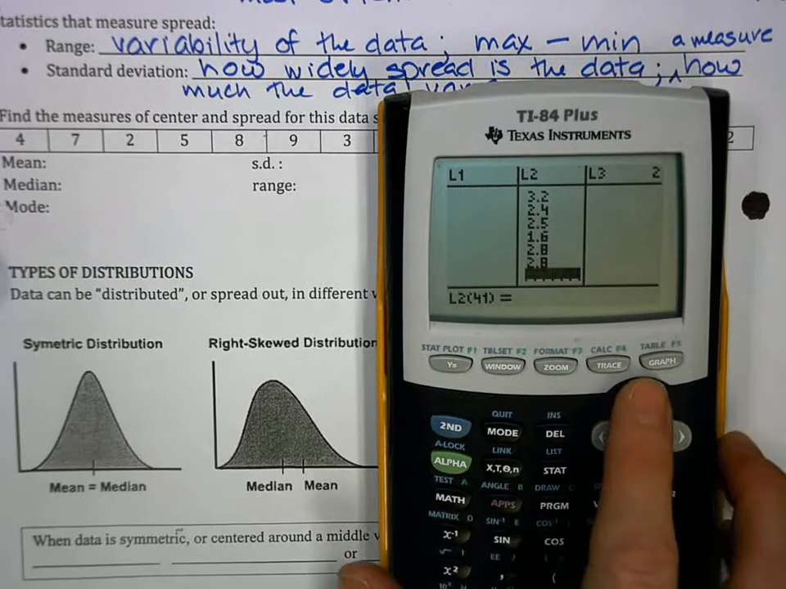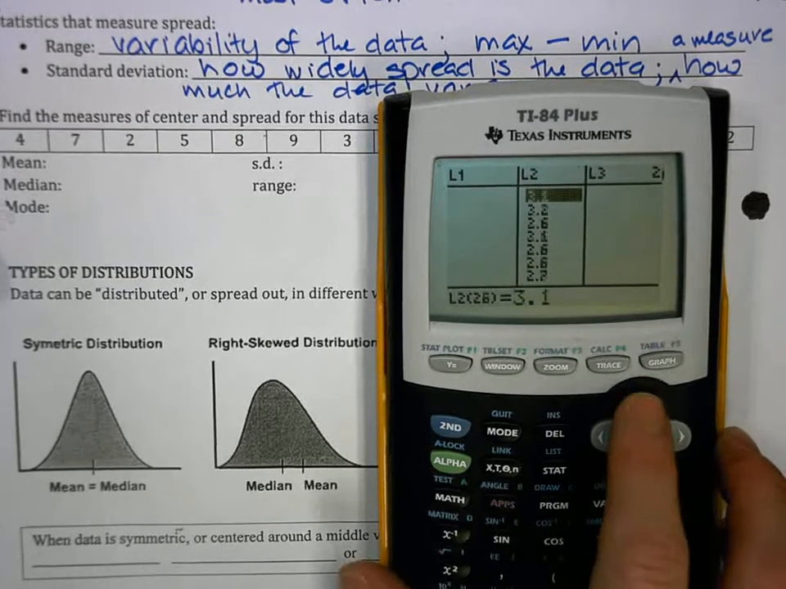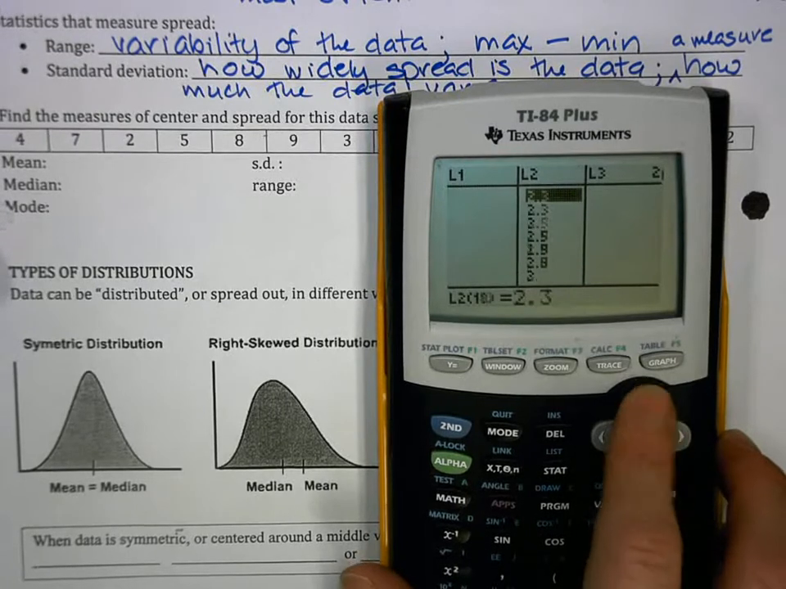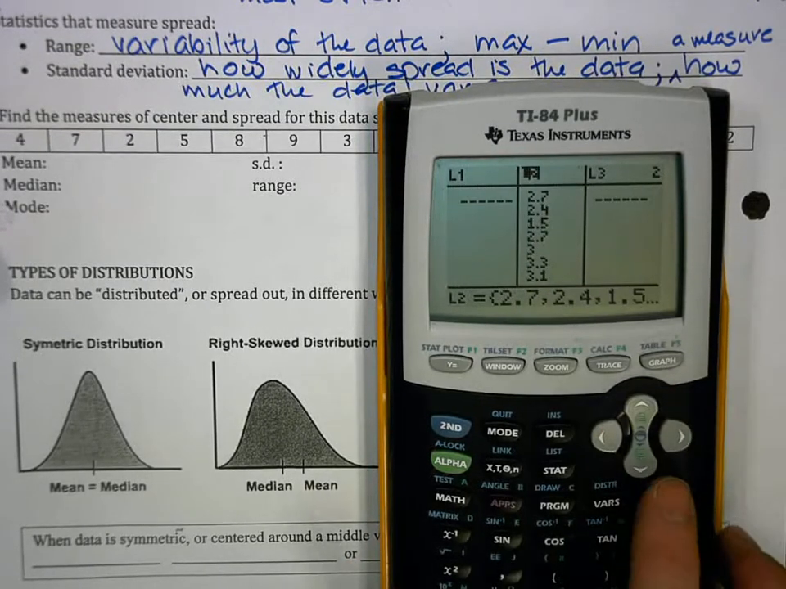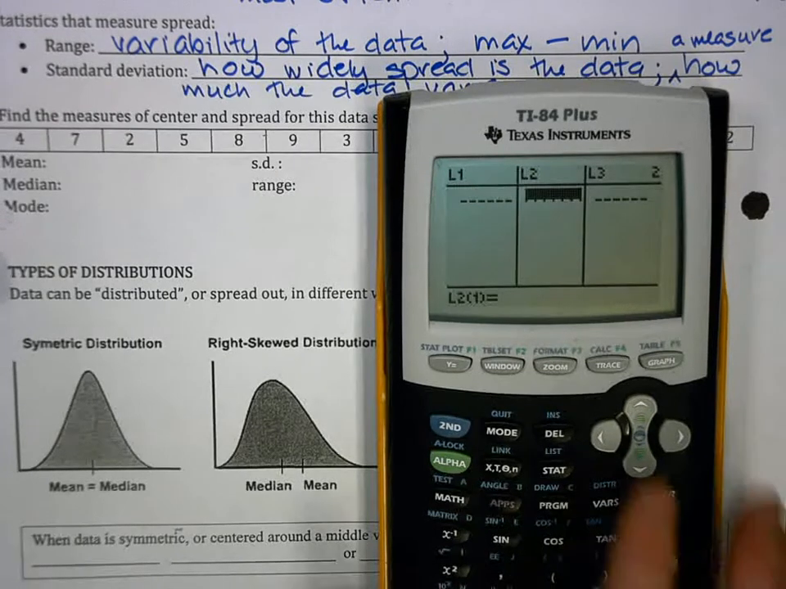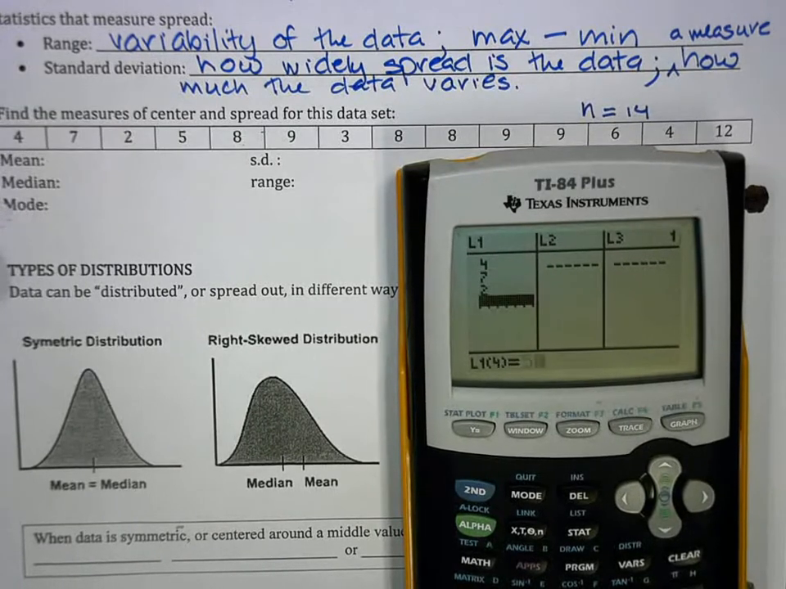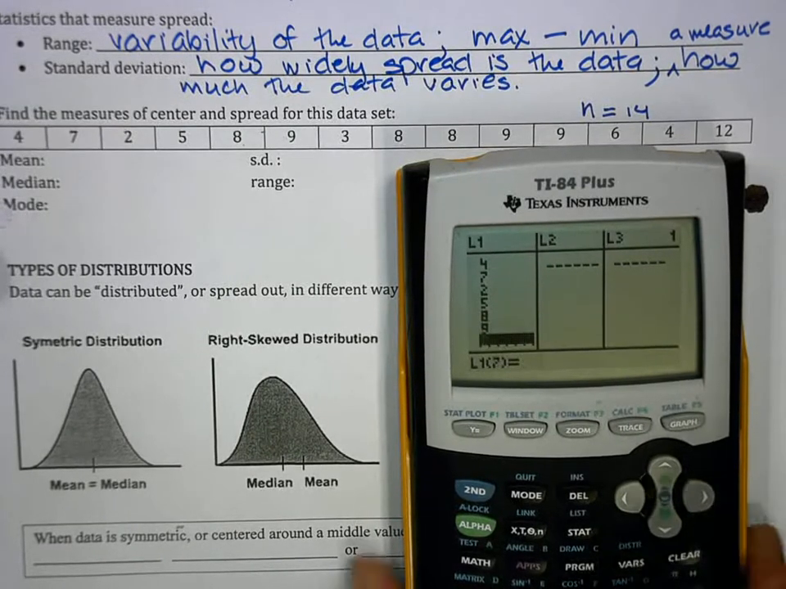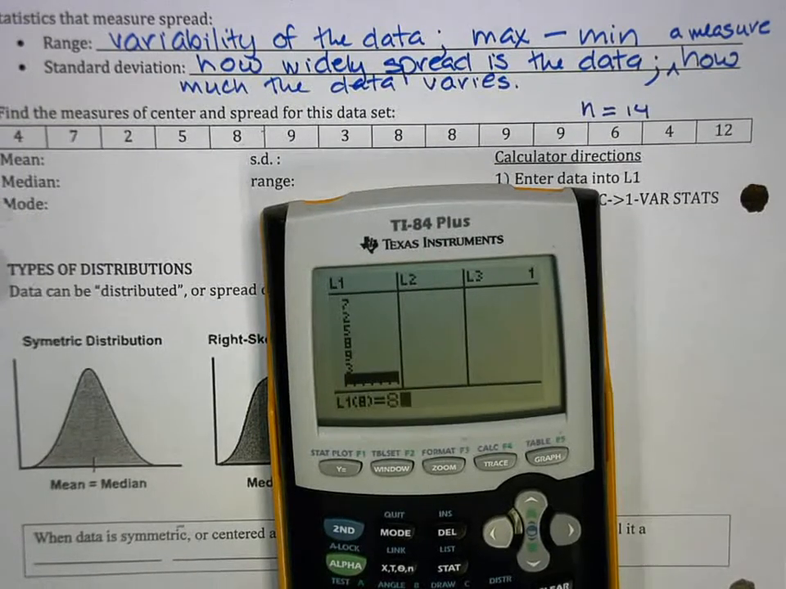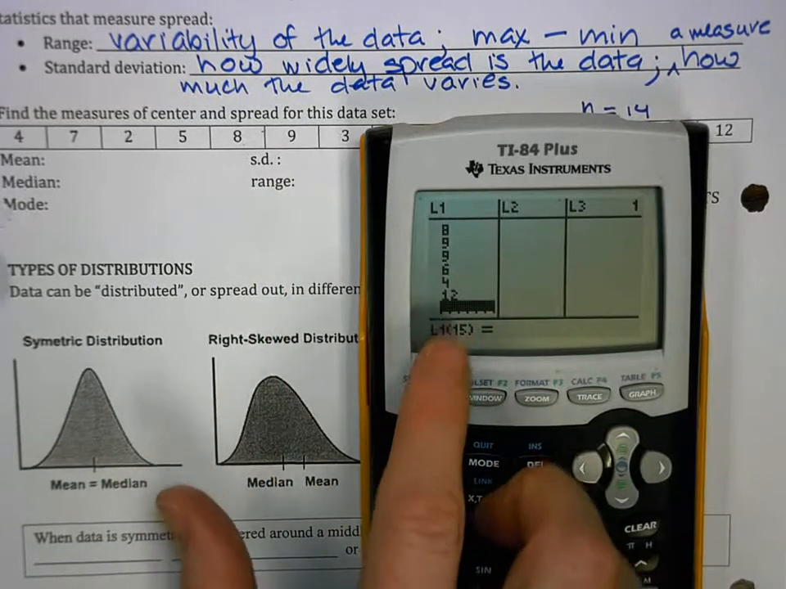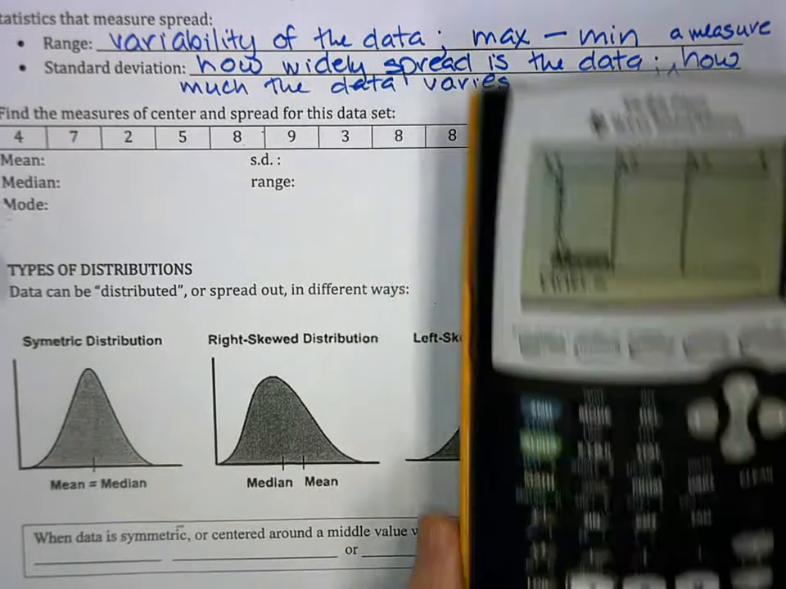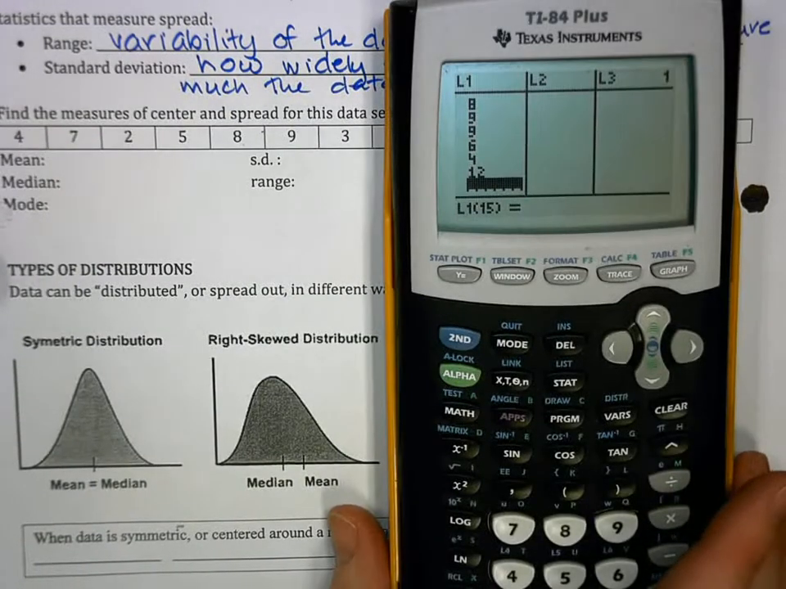All right, over to L1. Let's put in our data. Make sure you give a check at the end that you have the right amount of data in there, because varying by one number will give you a wrong answer. All right, yes, I know that there are 14 numbers in there because now I'm on the 15th entry.